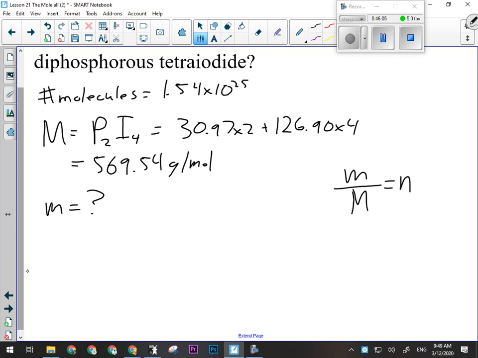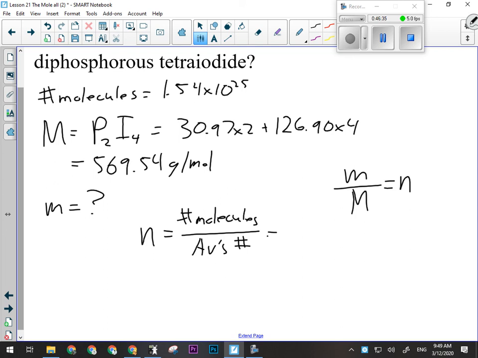You have 36 eggs. How many dozen do you have? 3. What did you do? Right, you had 36 divided by 12. You took the number of eggs you had and divided by the number of eggs in a dozen. Well, we're going to do the same thing here. n is going to equal the number of molecules divided by Avogadro's number.